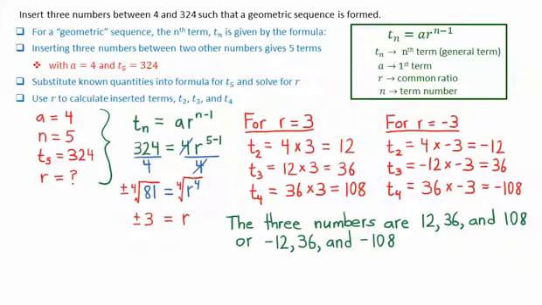The three terms that we have to insert then are 12, 36, and 108, or negative 12, 36, and negative 108.